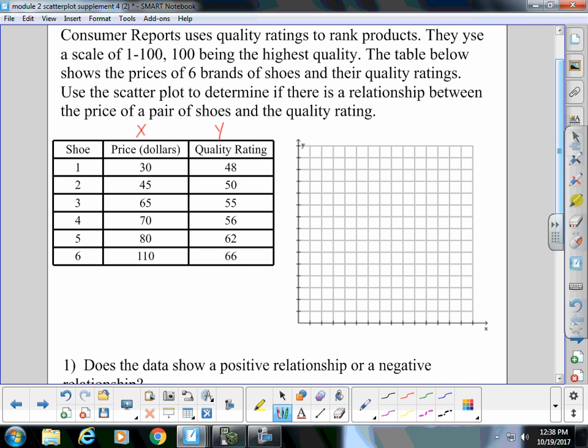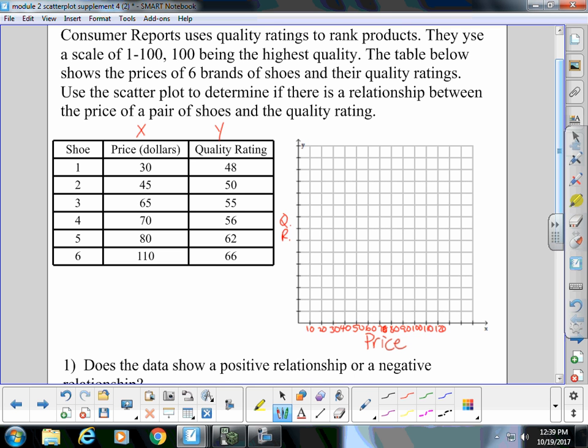So we're going to have the price on the x-axis and the quality rating over here on the y-axis. On the x-axis, we have numbers from 30 to 110. So let's go ahead and count by tens. 10, 20, 30, 50, 60, 70, 80, 90, 100, 110.